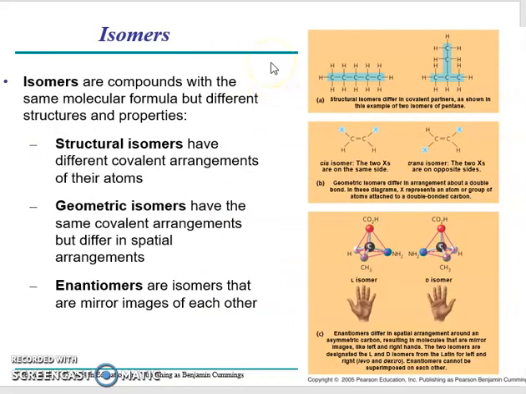Isomers, on the other hand, are compounds with the same molecular formula, but different structures and properties. So if you look at A, see how many carbons are in it? 1, 2, 3, 4, 5 on the left, right? And that means there's 12 hydrogens. You can just trust me on that on the left side. Now, if you look at the right picture, 1, 2, 3, 4, 5 carbons, and again, you have 12 hydrogens.